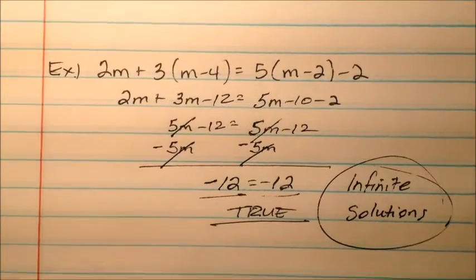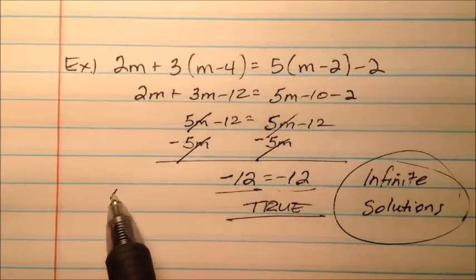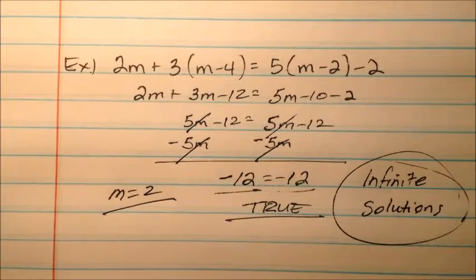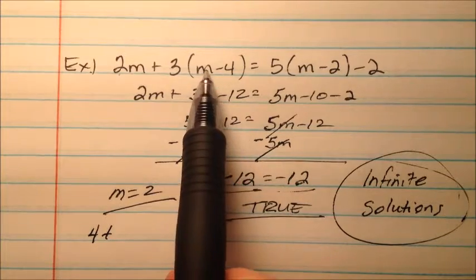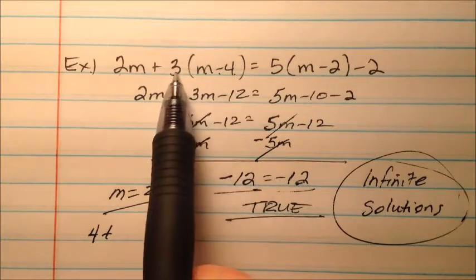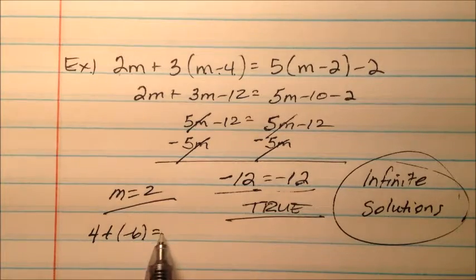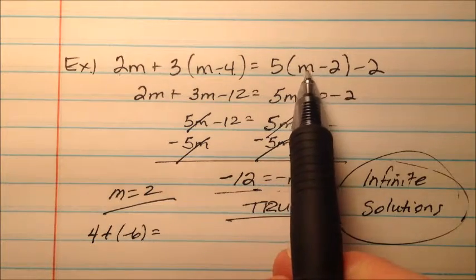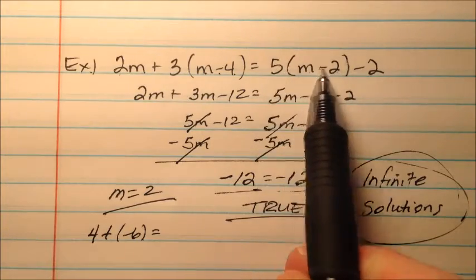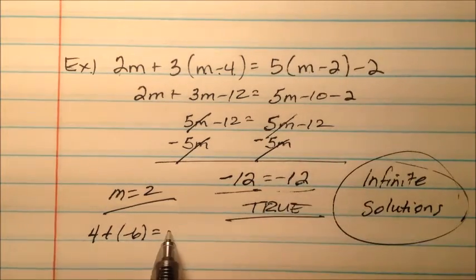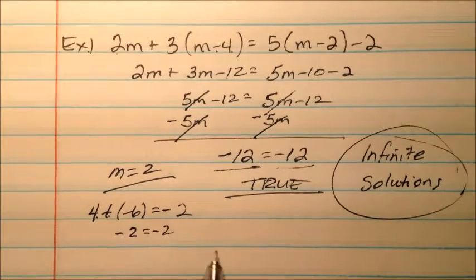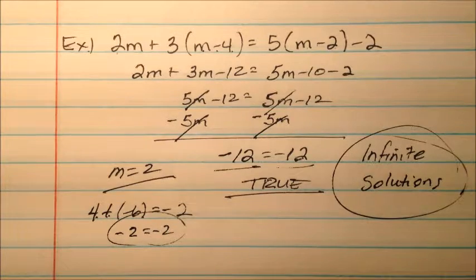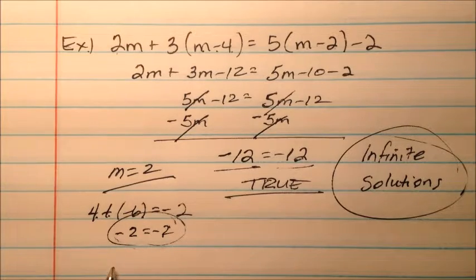You could look at this and say, well, what if the value of m had been, say, 2? Well, 2 times 2 is 4, so 4 plus 2 minus 4 is negative 2, and 3 times negative 2 is negative 6. Let's jump over here now. 2 minus 2 is 0, so 5 times 0 is 0, so all we have over there is a minus 2. So 4 plus a negative 6 is a negative 2. Negative 2 equals negative 2. Hey, a true statement. And you'll notice that no matter what value you put in for m, it will always come out to be a true statement.